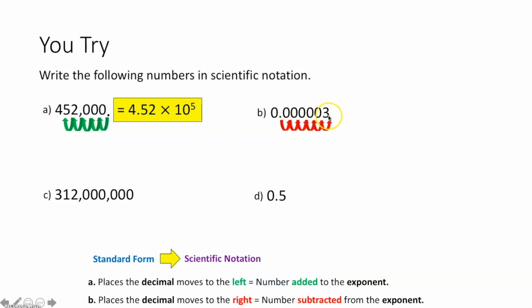So it's going to be 3 times 10 to the what? Well, I moved to the right 1, 2, 3, 4, 5, 6 places. So since I moved to the right, I subtract that from our exponent. So it's going to be 3 times 10 to the negative 6th power.